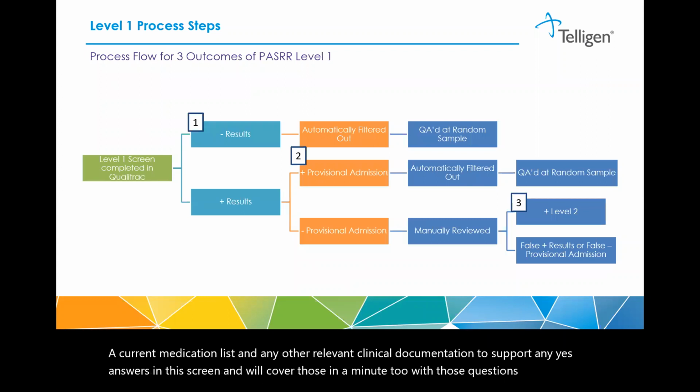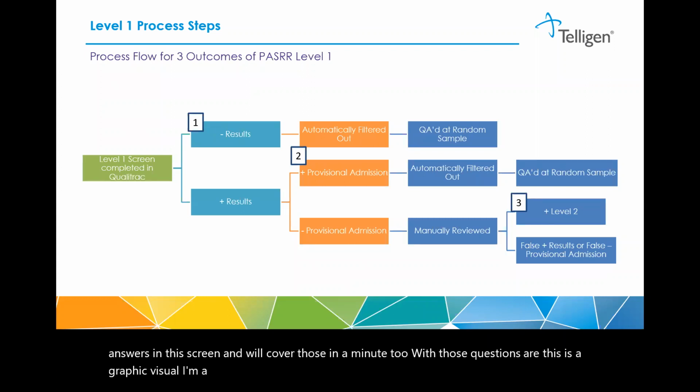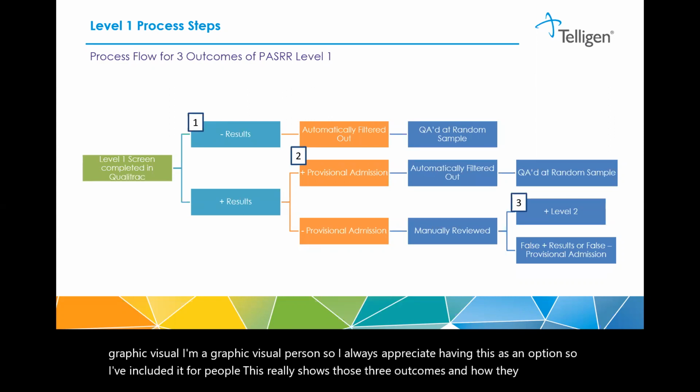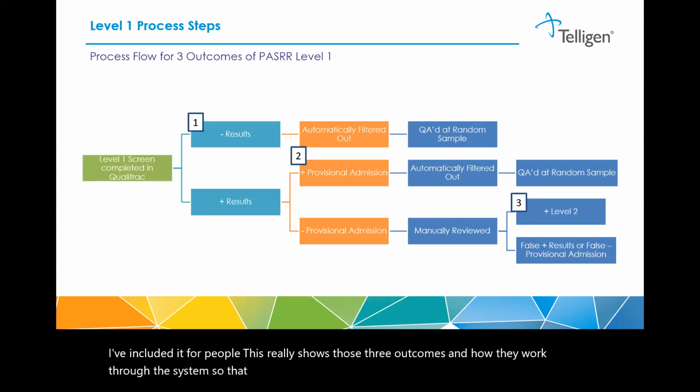This is a graphic visual. I'm a graphic visual person, so I always appreciate having this as an option, so I've included it for people. This really shows those 3 outcomes and how they work through the system. So that first option at the top row is where we have a negative screen, so there's no level 2 needed.